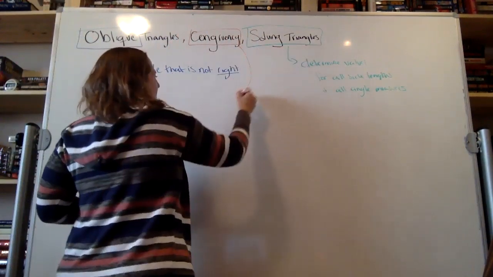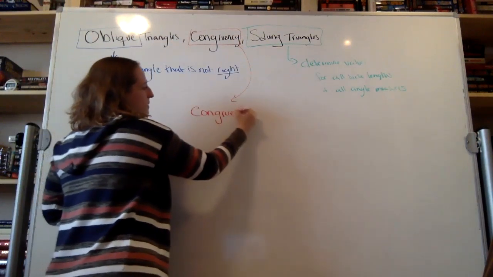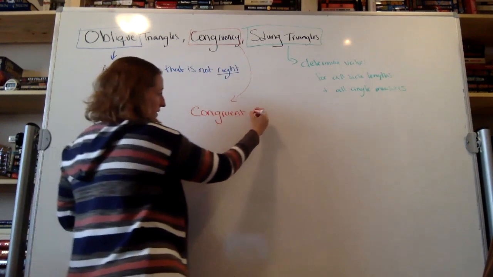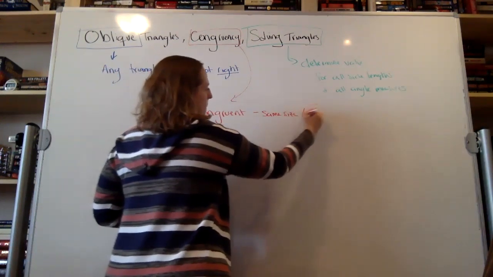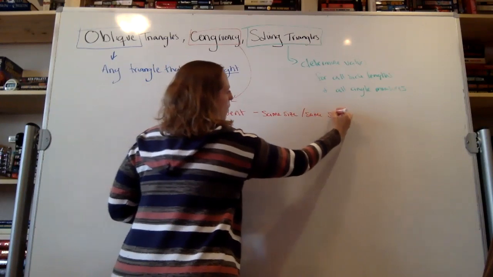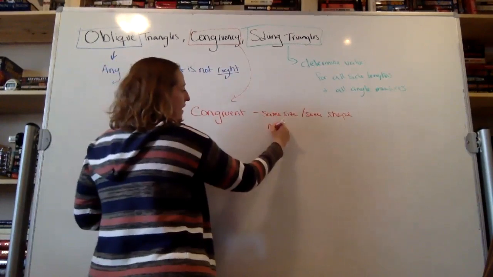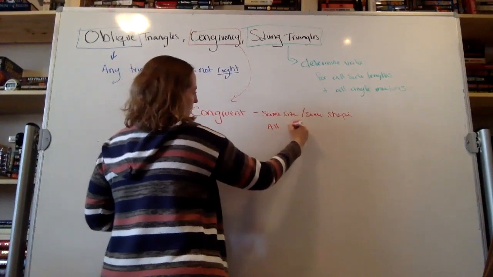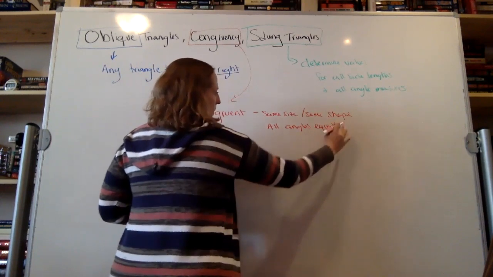Okay. Last, when we're looking at this list, we have congruency. Well, congruency has to do with things that are congruent. And remember, things that are congruent are the same size and same shape. Or another way to think about congruent is all angles equal and all side lengths equal. And we're talking about triangles.